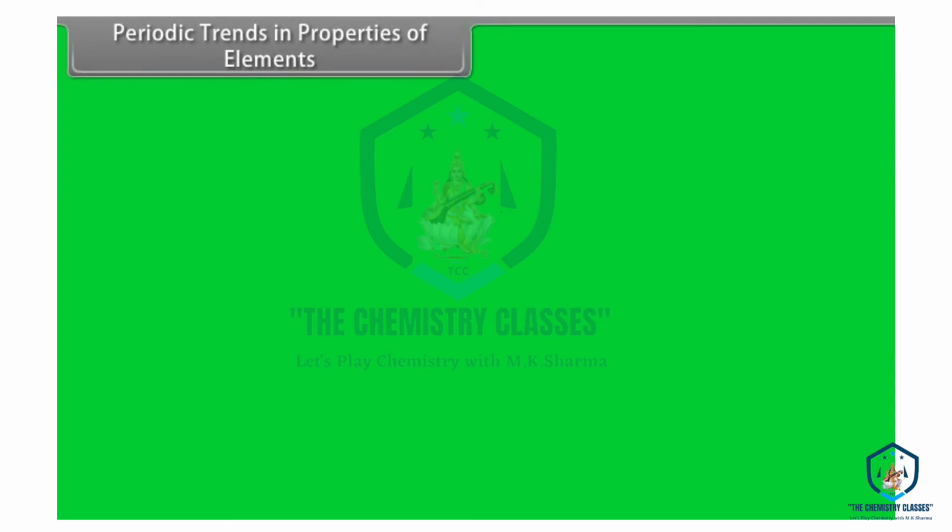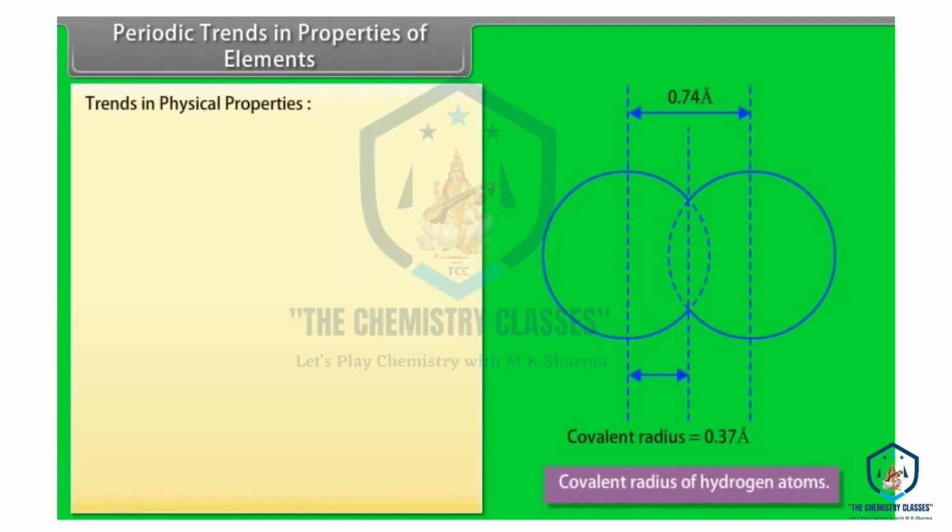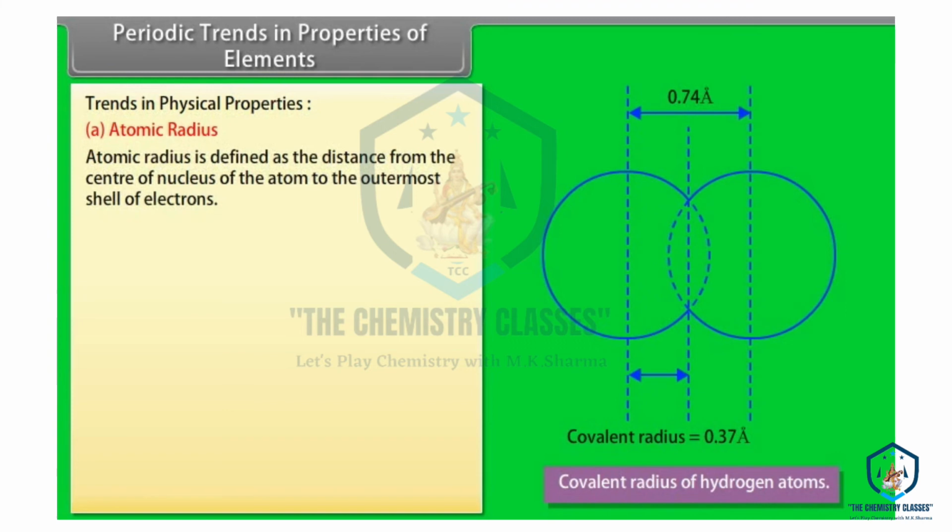Periodic trends in properties of elements. Trends in physical properties. A. Atomic radius. Atomic radius is defined as the distance from the center of the nucleus of the atom to the outermost shell of electrons. It is not possible to find precisely the radius of the atoms because of the following reasons.